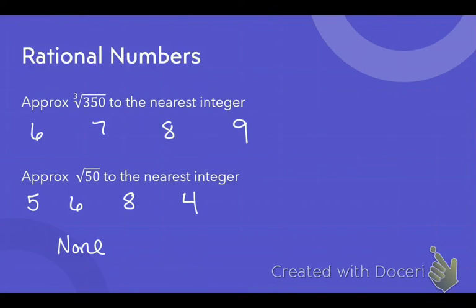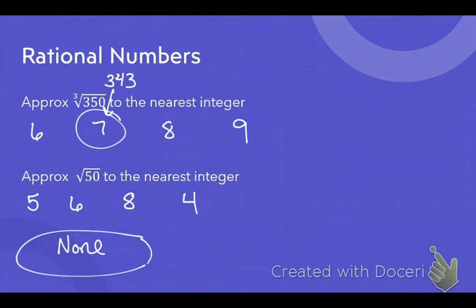What is the closest perfect cube to 350? 7, 8. Okay, the perfect cube of 7 is 343. So it's only 7 away from that. So 7 is the closest integer. All right, what about the square root of 50? Which choice? It's 7. The square root of 49, that's only 1 away. The nearest integer is none.